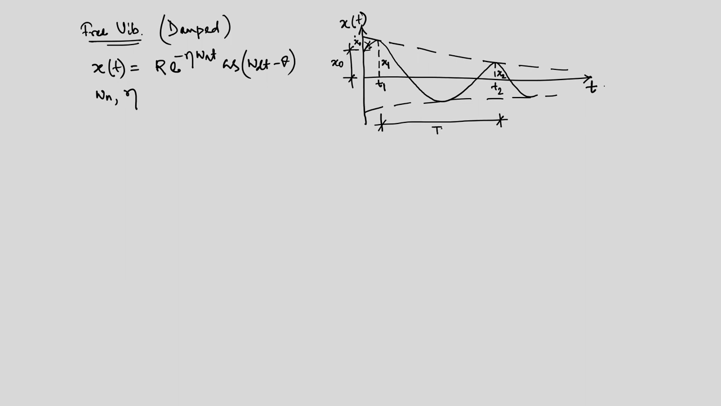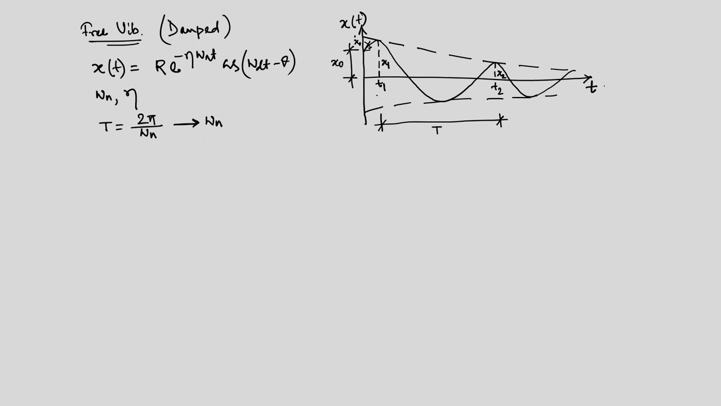If we can identify the time period from this measured displacement, then we know T is equal to 2 pi by omega n. So, from this relation, we can find out the natural frequency. That is the first information we get if we have an SDOF system and can measure the displacement corresponding to free vibration. Now, that is not the point I want to explain here. What we can note is that we have two time points, T1 and T2, and these two time points are one time period apart. So, what will be the response?